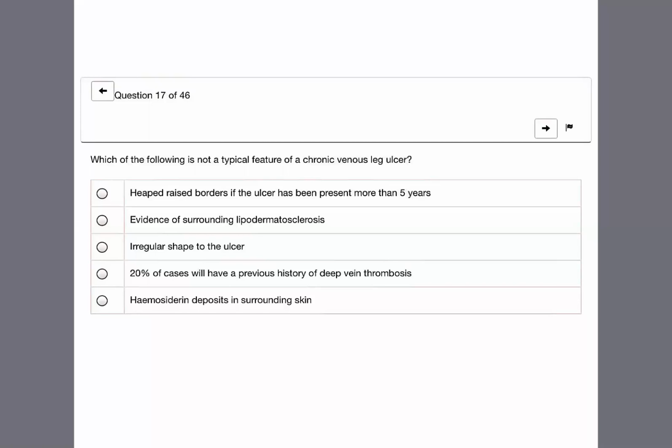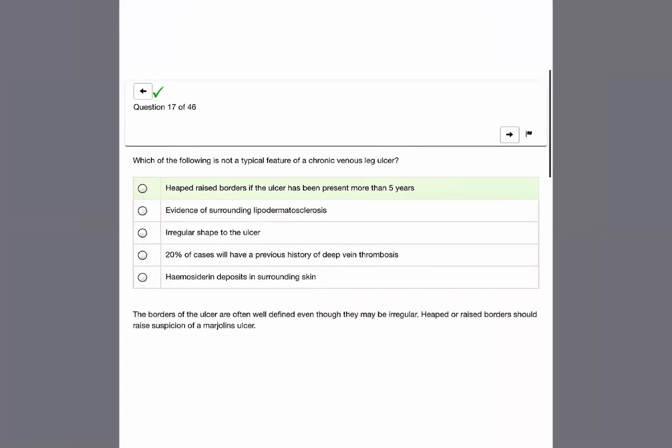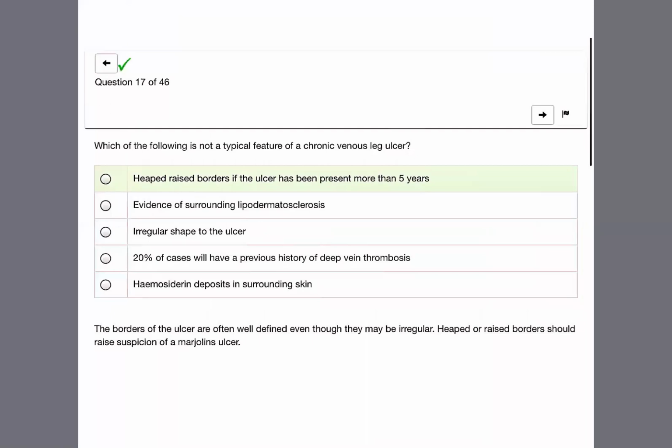I go with A. A raised border is a marginal ulcer. Exactly. All the others: lipodermatosclerosis is very common, and irregular shape of the ulcer is common. Many of them have a history of deep venous thrombosis, so it is secondary varicose veins. Hemosiderin deposit is the main cause of the lipodermatosclerosis. And to go to cancer, I think it takes more than 15 years. I have read it before: it takes more than 15 years for a venous ulcer to become cancerous.